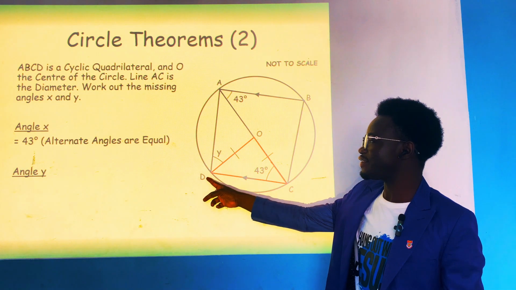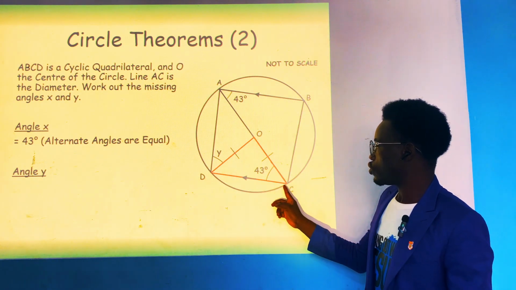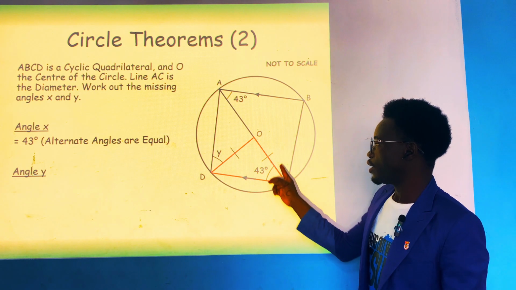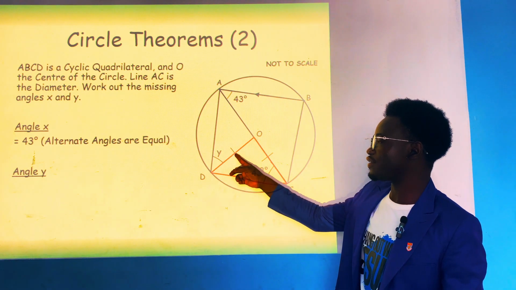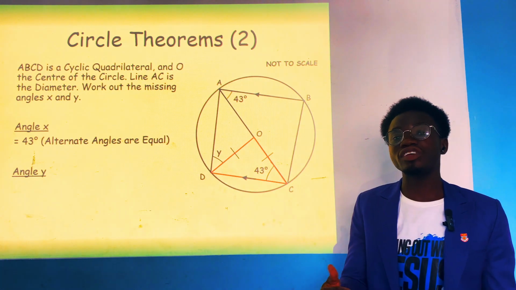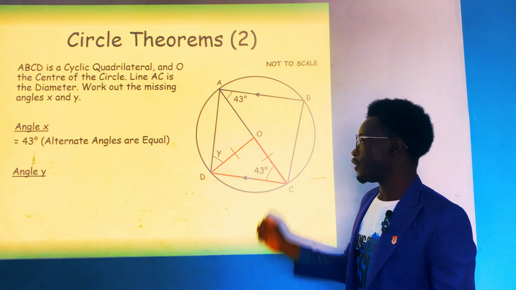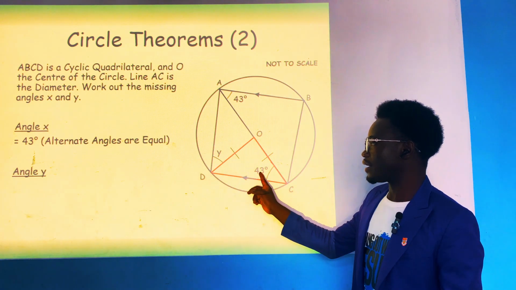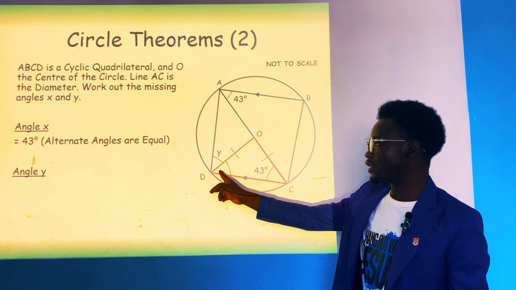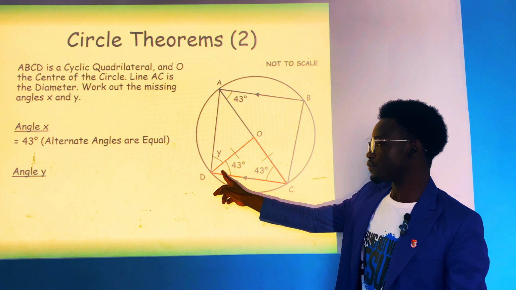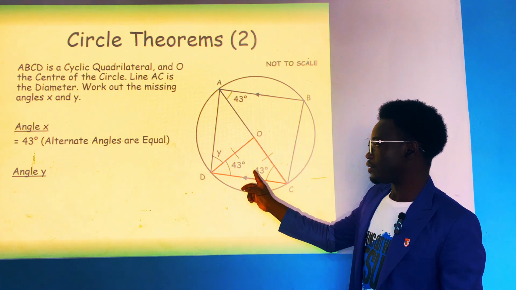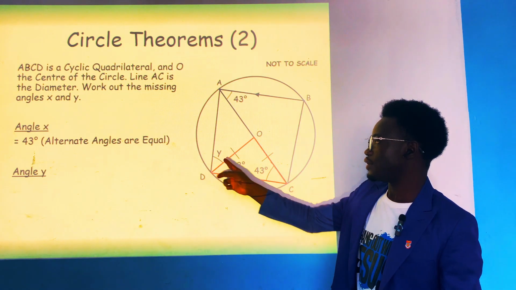OD is a radius and OC is also a radius. That's why these lines are here, showing that this line and this line are equal. An isosceles triangle is formed inside, which means that these base angles are equal. If here is 43, then here is also what? 43. Okay, and I can now find this angle here.